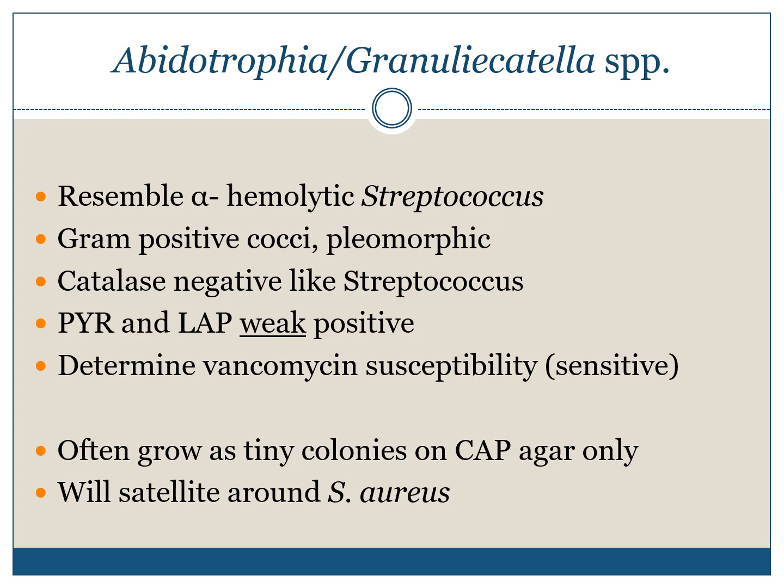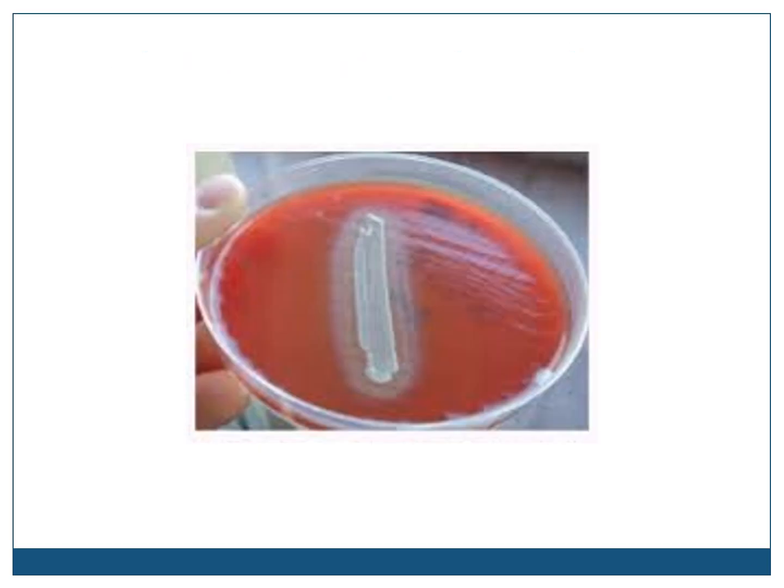Now, these Abiotrophia granulicatellas will grow around the colonies of Staphylococcus aureus, and that makes them satellite. So here's an example of the Abiotrophia granulicatella, and you can see that we have a line of Staphylococcus right down the middle, and then that haze around that line is actually your organism satelliting around the Staphylococcus aureus.